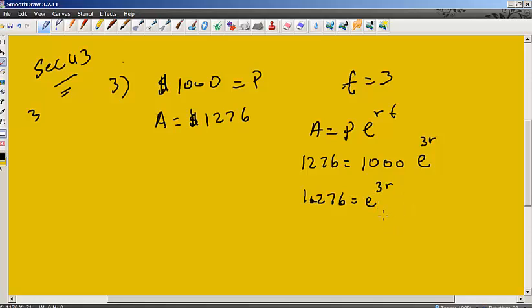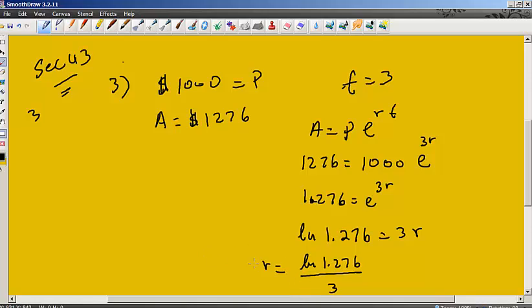I need to solve for r, but it's in the exponent, so I will have to do what to both sides? ln. That's why we use ln. See how ln just kind of makes the e disappear for us? If you use other logarithms, then it wouldn't. That's why you're better off just using ln all the time. ln of 1.276 is equal to 3r. Therefore my r, the rate, will turn out to be ln of 1.276, all that over 3.